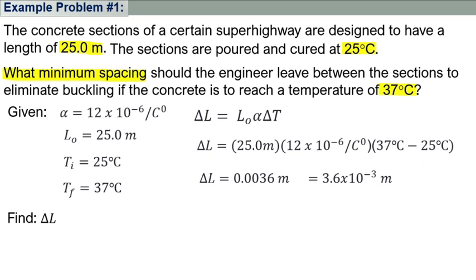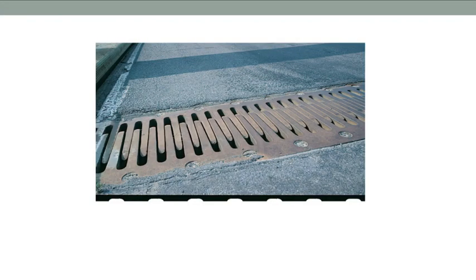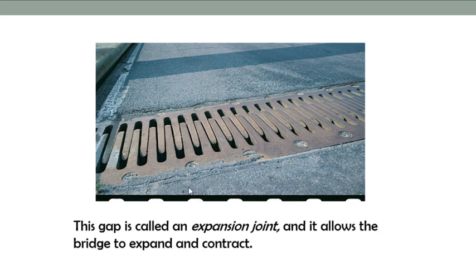So the concrete cement will expand by 0.0036 meter. Therefore, the engineer should leave a space that is the same as the expansion of the cement. Thermal expansion of the concrete cement in our roads is the reason why roads are made with gaps. This is an example of the gaps in the road called an expansion joint. This allows our road or bridge to expand or contract without damaging the road.